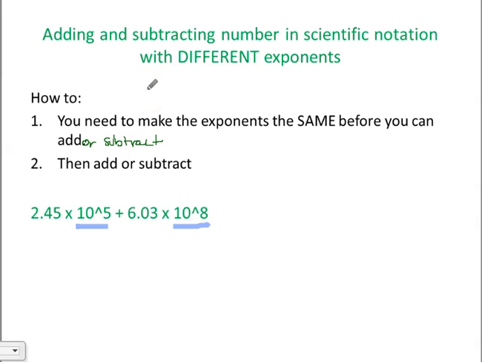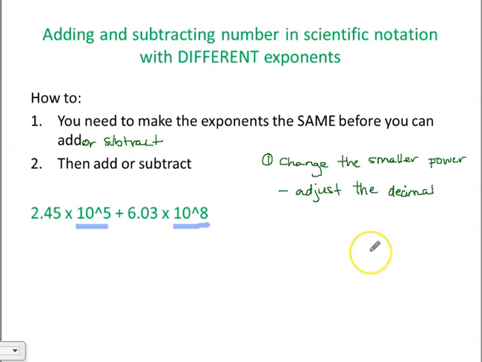I always like to change the smaller power so that it has the same power as the larger one. That's how I usually do it. And any time you adjust or change a power, you then have to adjust the decimal place.